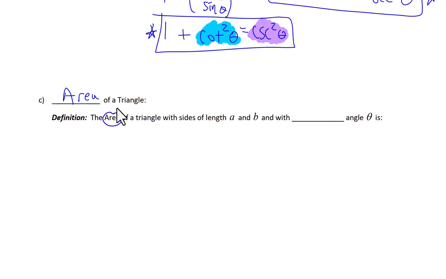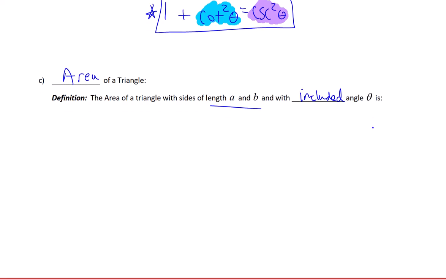So the area, which we'll just use a capital A for area. I think some textbooks use a fancy scripted A. It's just a fancier capital A, but we'll use capital A. The area of a triangle with sides of length A and B, so we're looking at side lengths, and with included angle theta is as follows. Now I'll explain included in a second. Here's our formula: A for area is going to equal 1/2 AB sine theta. All right, so this is our formula.